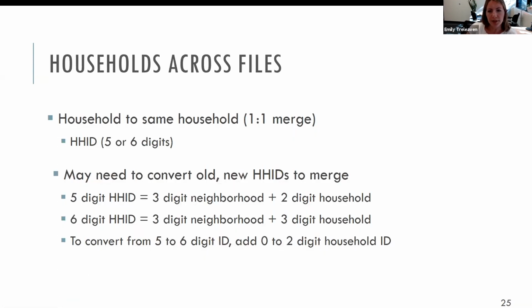Turning to households, similarly, we can do a one-to-one merge of households across files since they're the same unit of observation. The household ID variable is called HHID in CVFS data files. And again, users will need to be careful about using 5 versus 6-digit IDs since they will not merge to each other. You'll need to convert to make sure they're consistent across the files that you're merging.